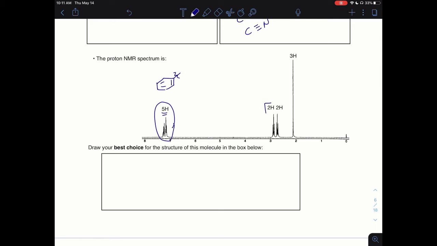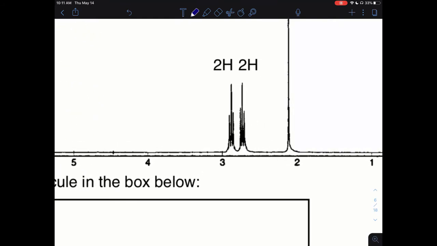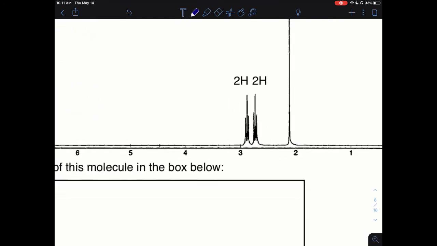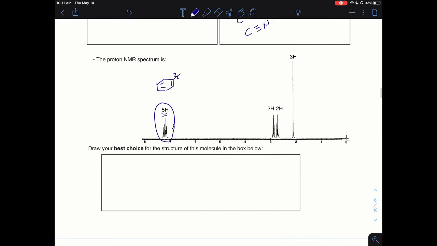Oh, and these are beautiful. Look at these. So we have 2 CH2 groups and they're triplets. Triplets, right? So if these are triplets, they each have 2 neighbors, 2 equivalent protons on a neighboring carbon. 2 hydrogens with 2 neighbors, 2 hydrogens with 2 neighbors. Who thinks they're connected? Indeed, they are.